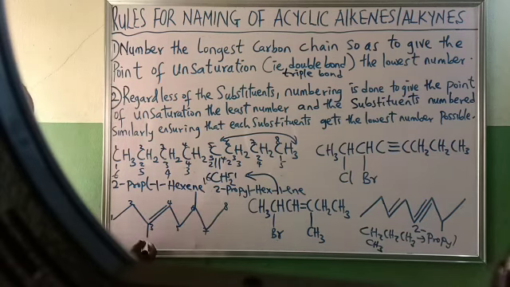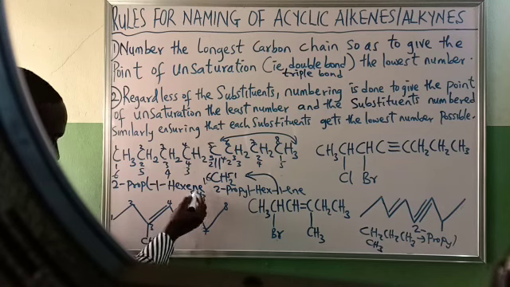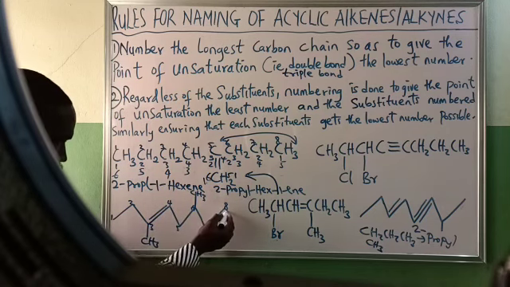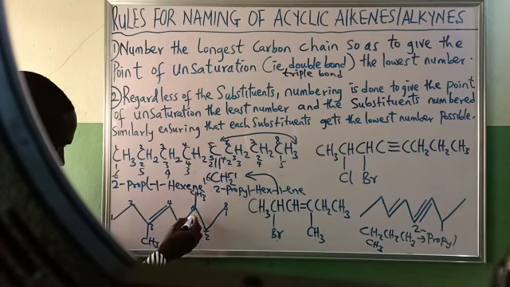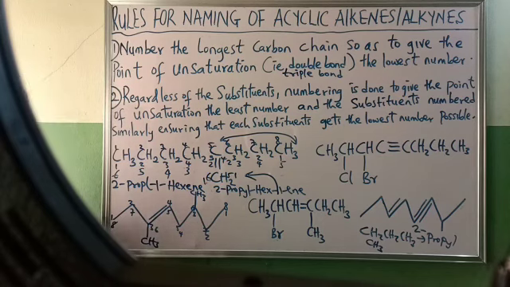Now note that there is nothing written here. It means that here I have a methyl group. That is the meaning. It has a methyl group. Another person can number it this way: 1, 2, 3, 4, 5, 6, 7, 8.